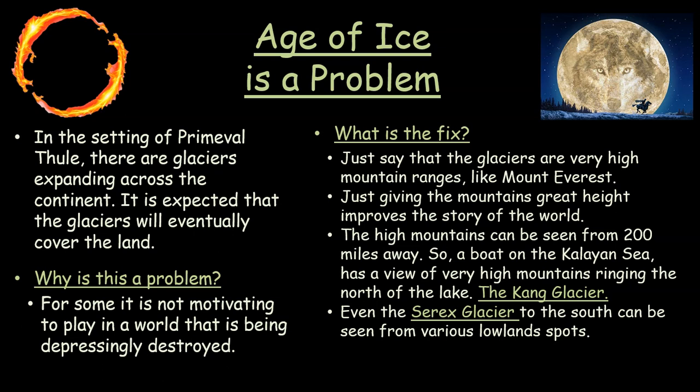So what's the fix? You take away this idea of the age of ice and you just say that the glaciers are very high mountain ranges, like Mount Everest. Just giving the mountains great height improves the story of the world. The high mountains can be seen from 200 miles away. So a boat on the Chilean Sea has a view of very high mountains ringing the north of the lake, like the Kong Glacier. And even the Syrinx Glacier to the south can be seen from various lowland spots and from the Chilean Sea. So you just take away the age of ice and replace it with these incredible mountain ranges that are breathtaking in their splendor, and it increases the captivating quality of the world.